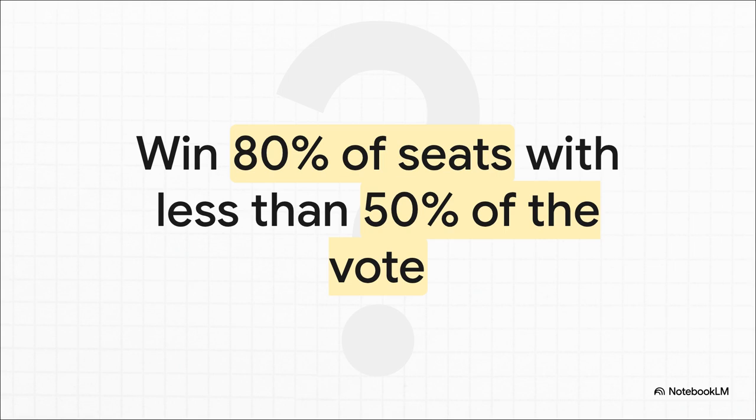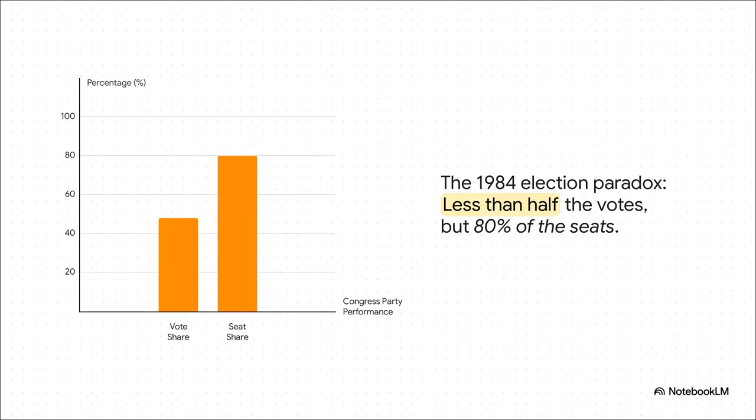How in the world can a political party pull off a massive landslide victory, we're talking 80% of the seats in parliament, when less than half of the people actually voted for them? It sounds kind of broken, maybe even impossible, but it's not. It has actually happened. And for proof, look no further than India's 1984 general election.